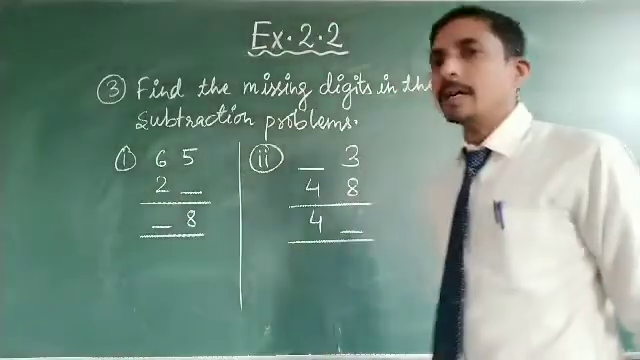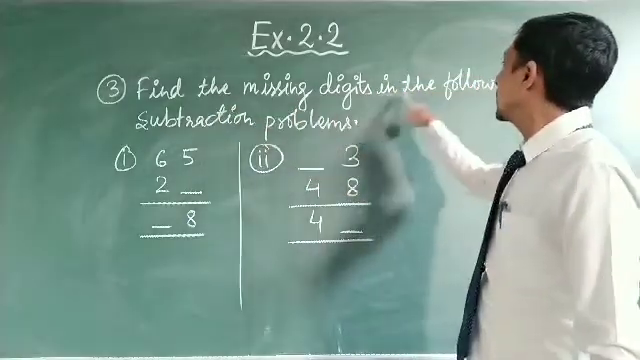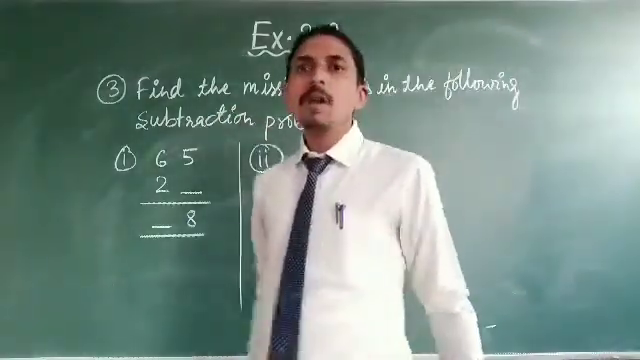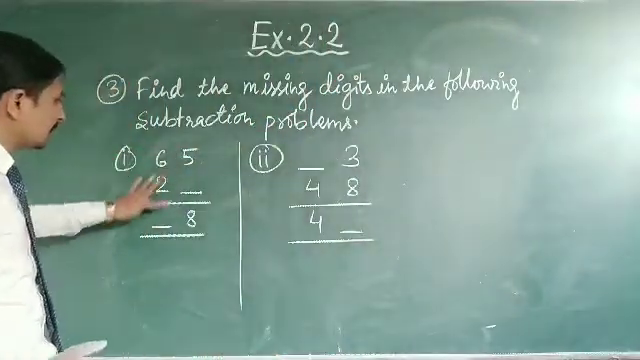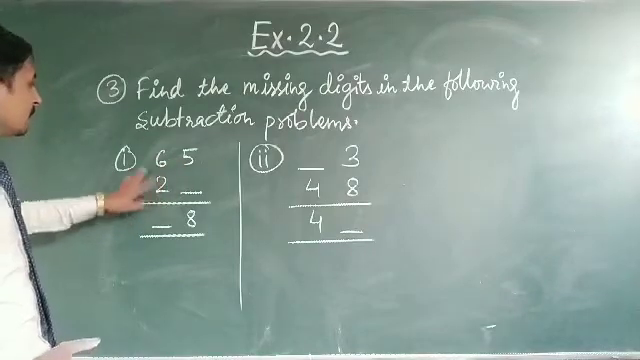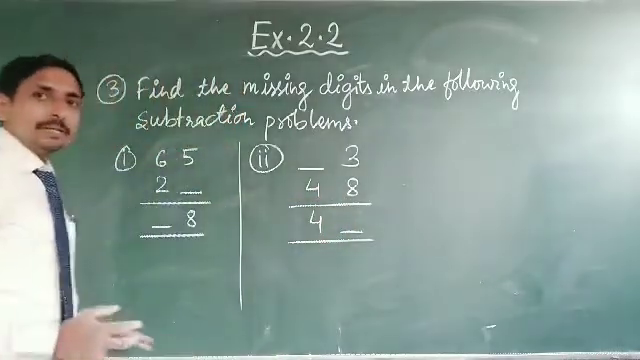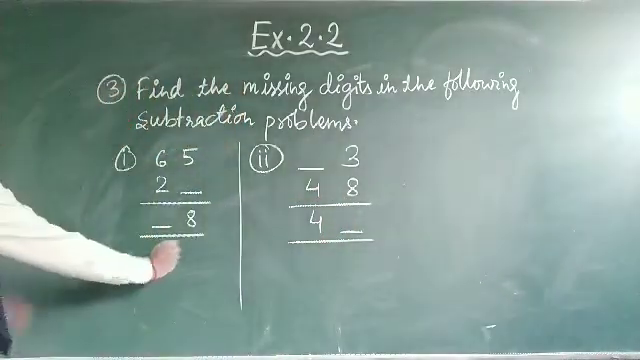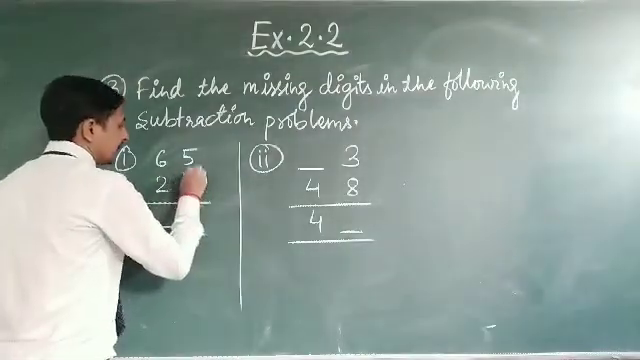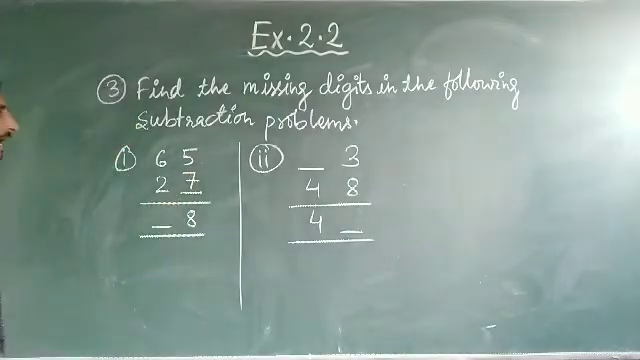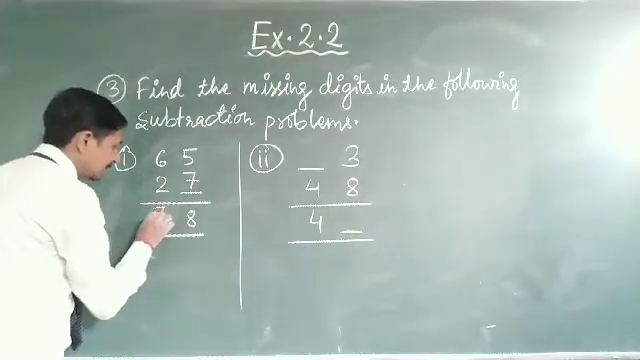Okay students, now we come to question number 3. The question is: find the missing digits in the following subtraction problem. You see the digits are missing here, and we have to write the digits to complete the subtraction problem. Here also we have to write the digits to complete the subtraction problem. For this subtraction process we have to write the digit 7 here, and for this subtraction process we have to write the digit 3 here.